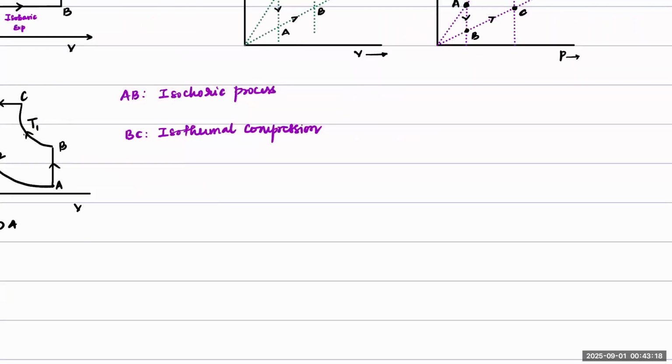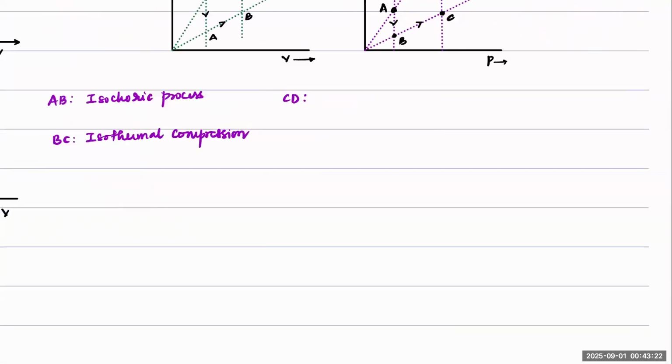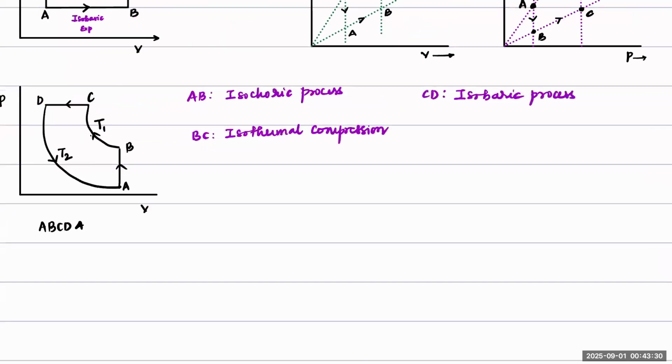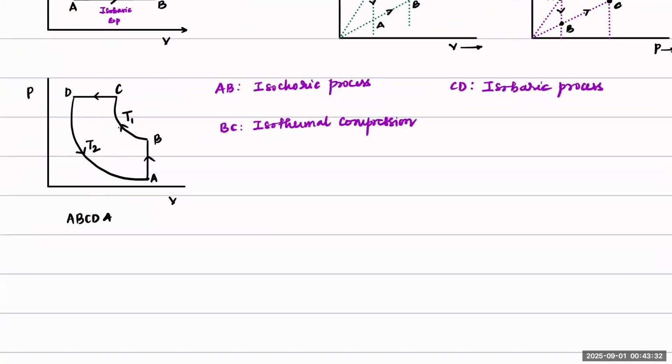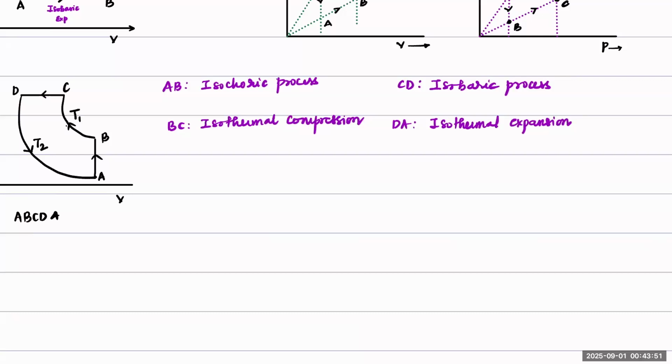And thereafter, C to D. If you notice C to D, what is happening? This is an isobaric process. And thereafter, we will have D to A. D to A is isothermal expansion process. Isothermal expansion. And these are the processes.